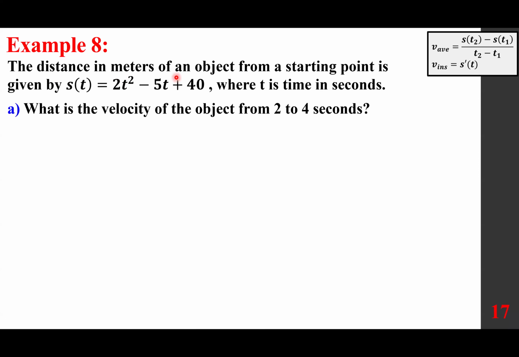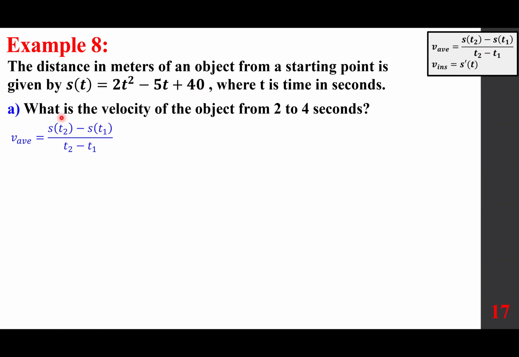The distance in meters of an object from a starting point is given by S of t equals 2t squared minus 5t plus 40, where t is time in seconds. What is the velocity of the object from 2 to 4 seconds? I hope you remember we did this. In fact, it was even in the exam one review. So the average velocity is the total distance over total time.